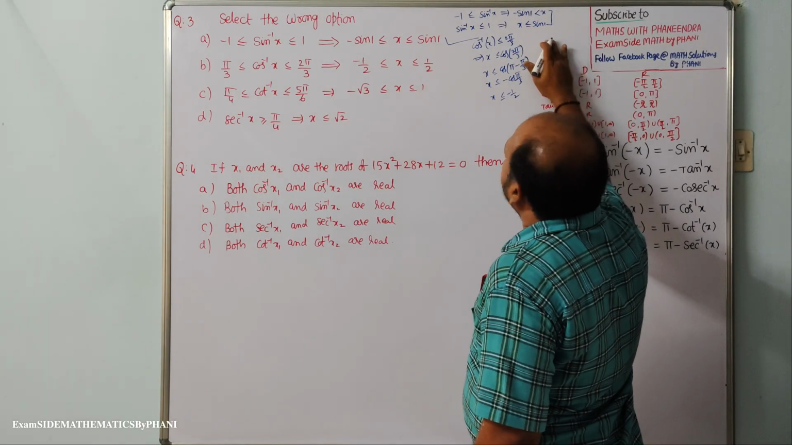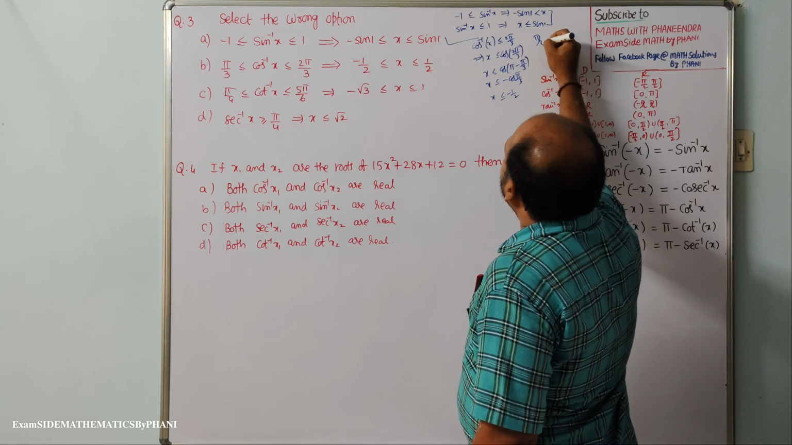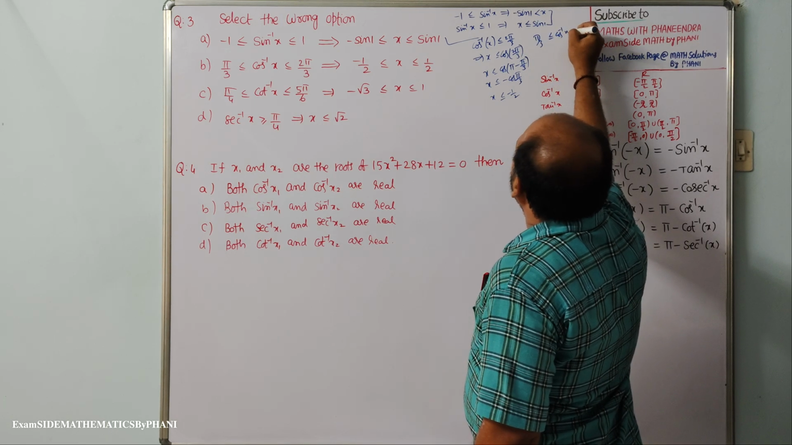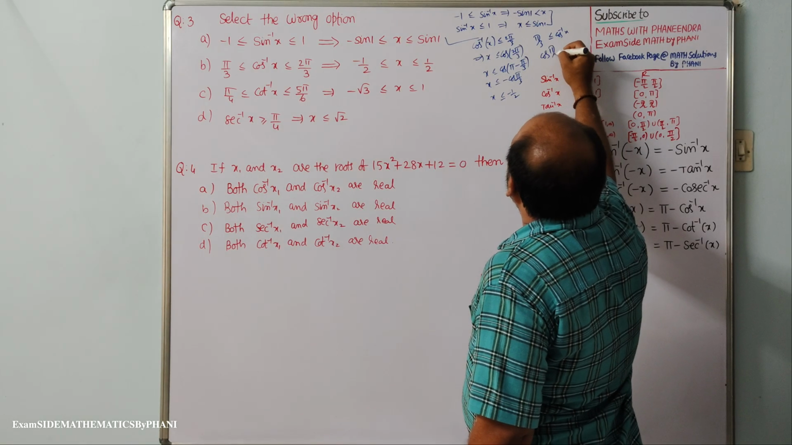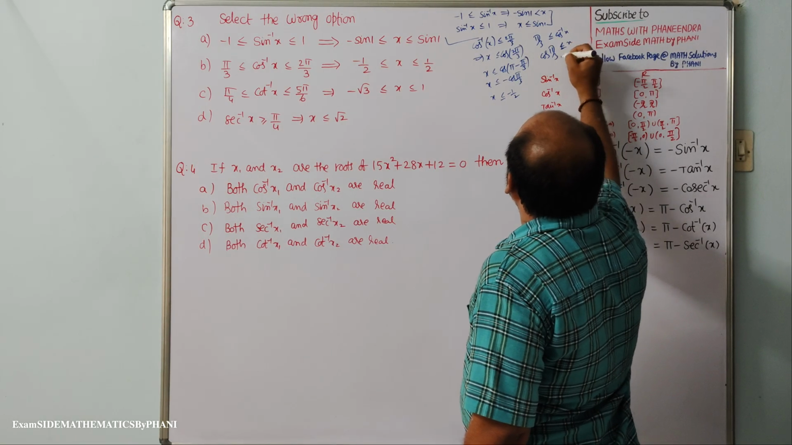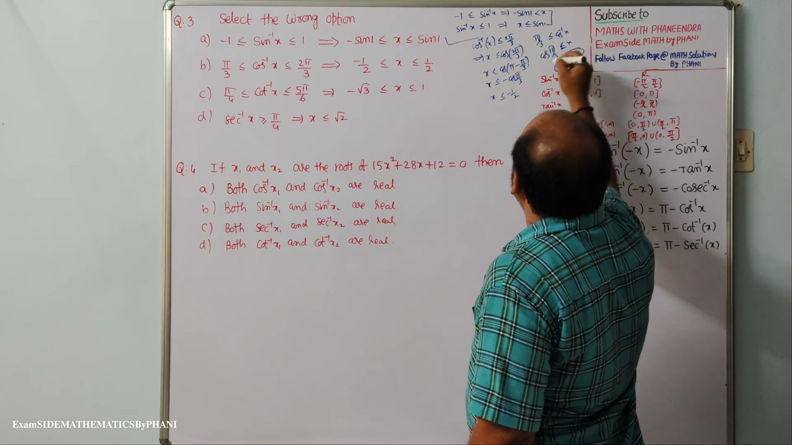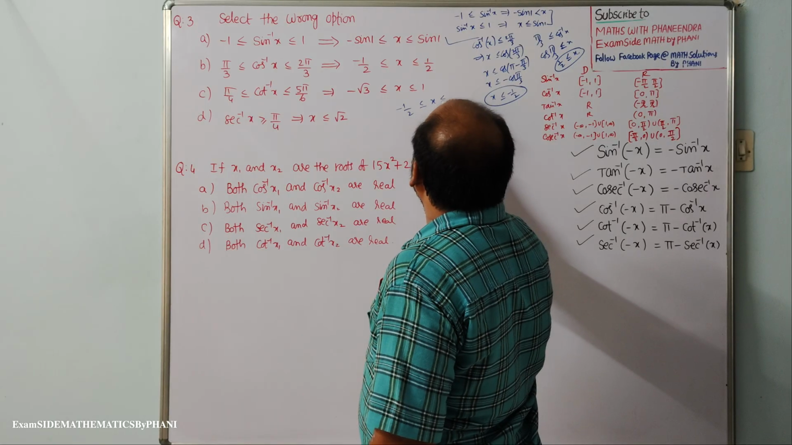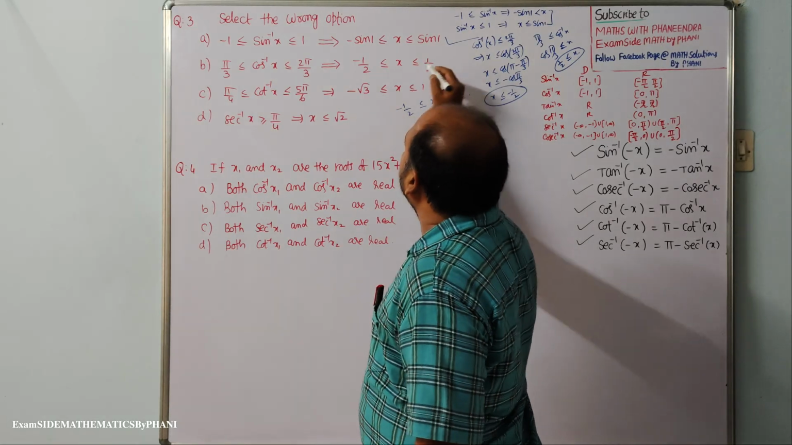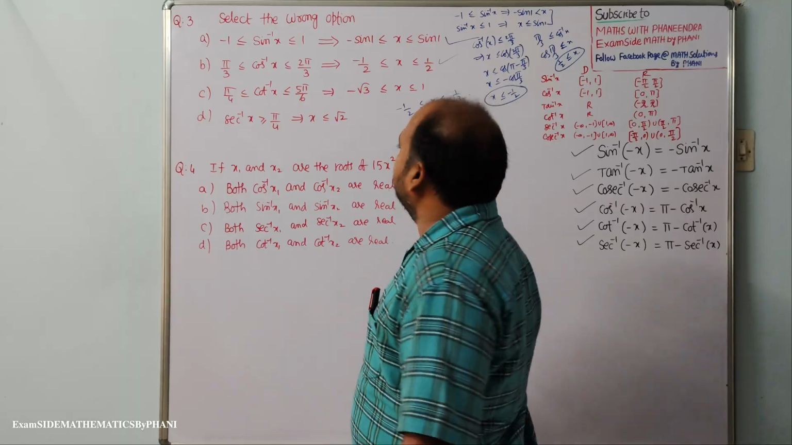Next here, pi by 3 is less than or equal to cos inverse x. So cos pi by 3 is less than or equal to x. So 1 by 2 is less than or equal to x. These two will be reversed. Then minus 1 by 2 is less than or equal to x is less than or equal to 1 by 2. So this statement is also correct.